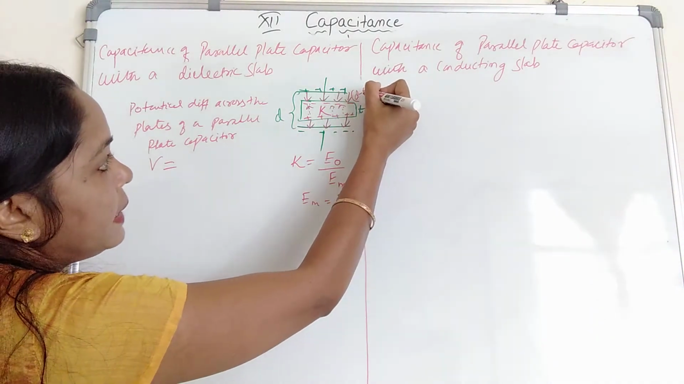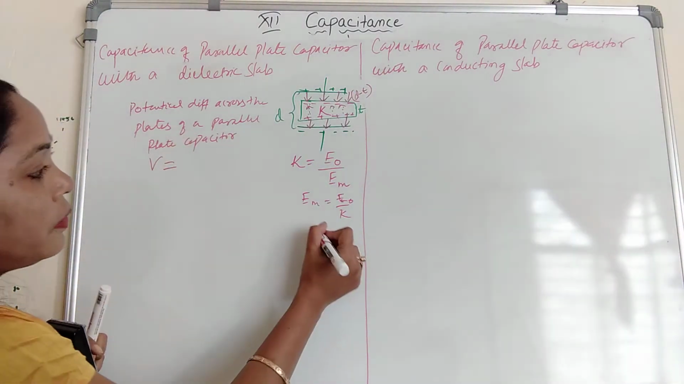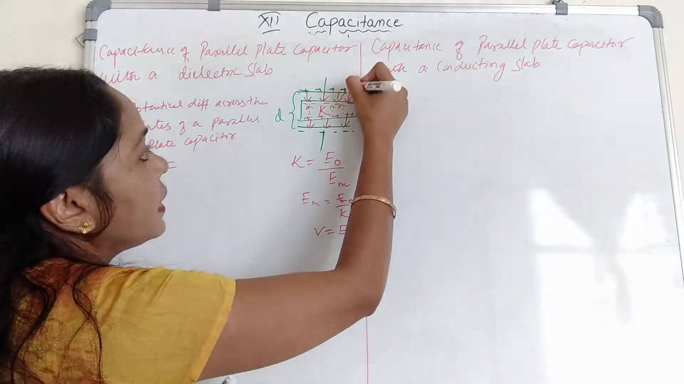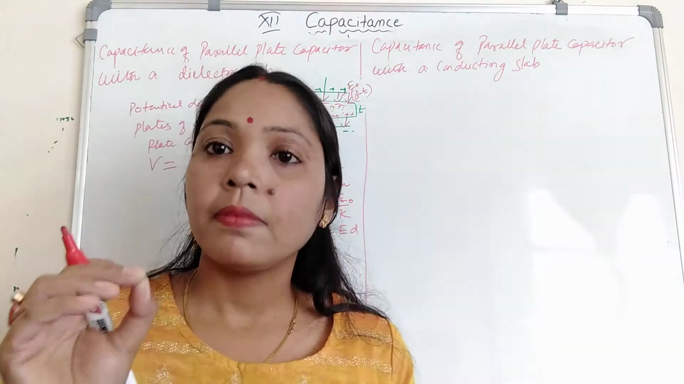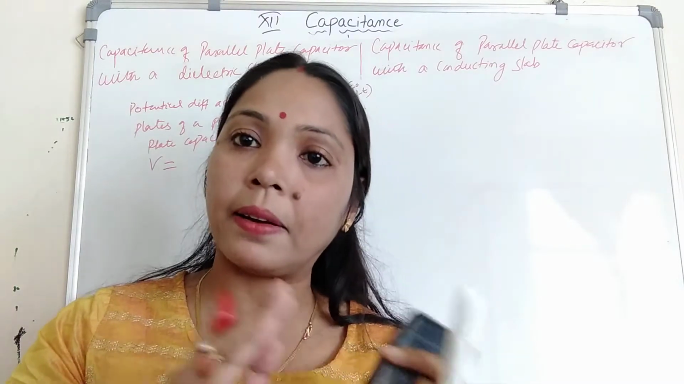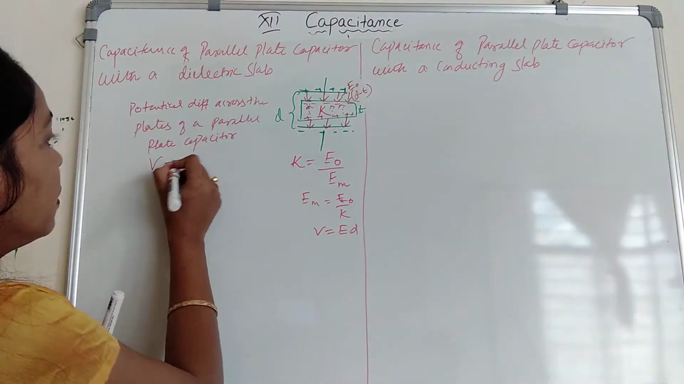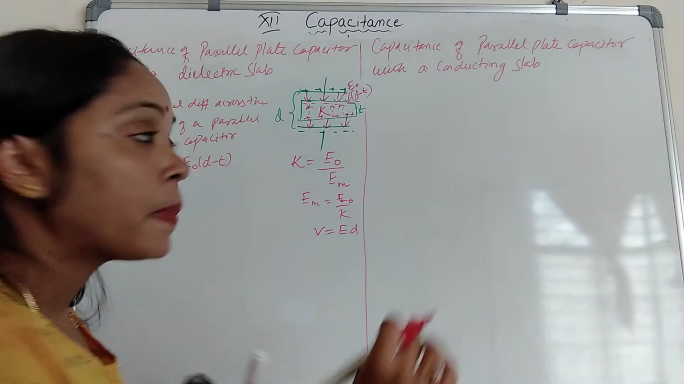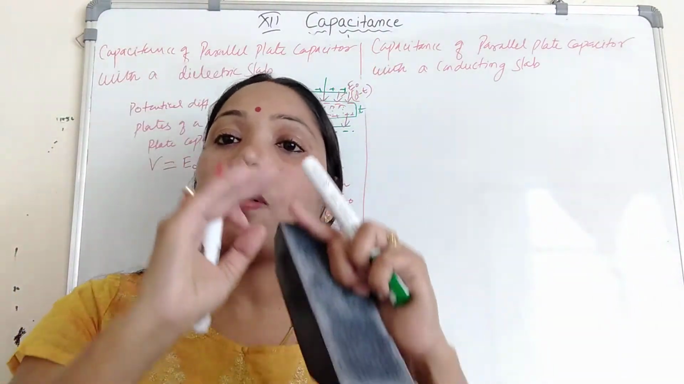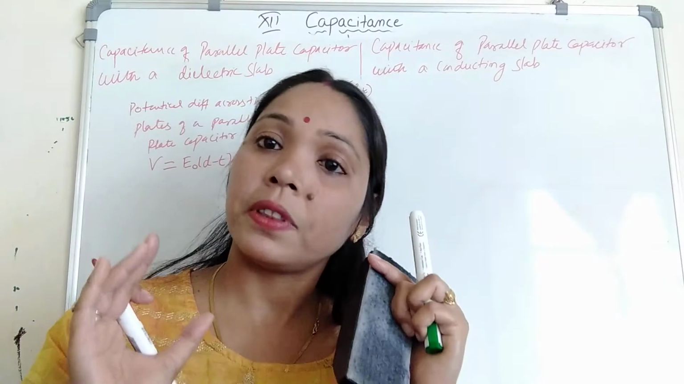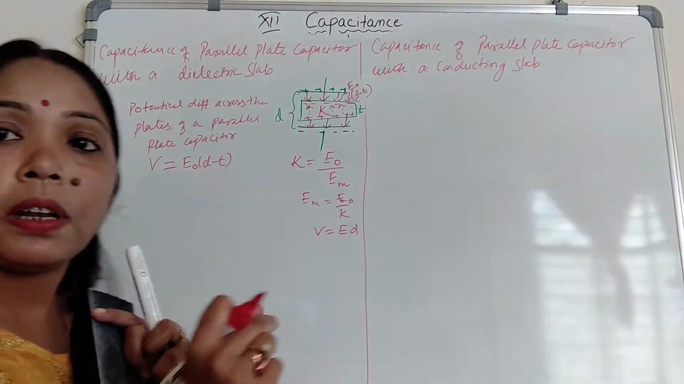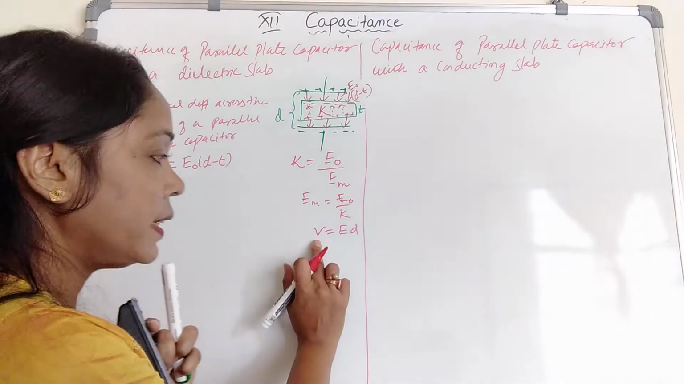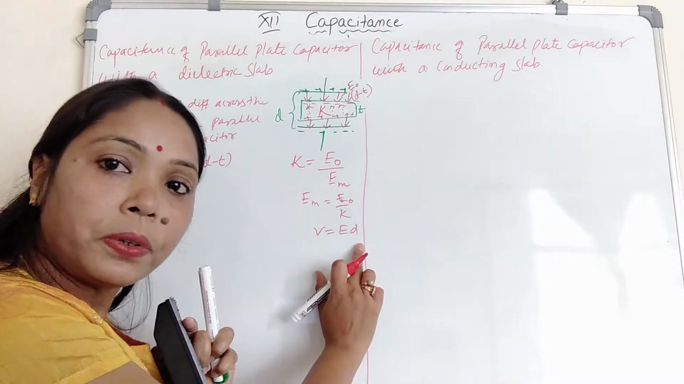Just see here, d minus t. We know that V is equal to electric field into distance. Now what is the electric field here? It is E_0. Naught means electric field in the presence of air or vacuum. So V is equal to E_0 (d minus t). So for the portion where only air is present, the potential difference will be E_0 into (d minus t), from the formula V equals E into d.